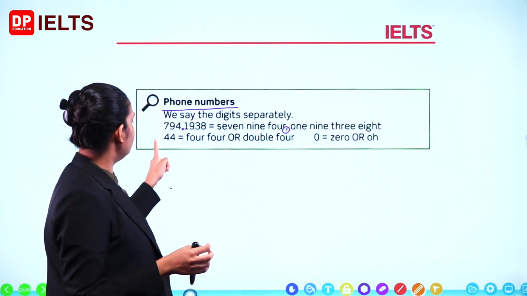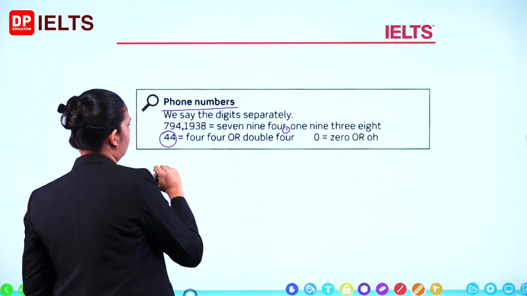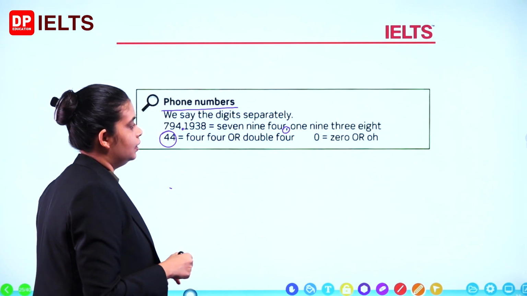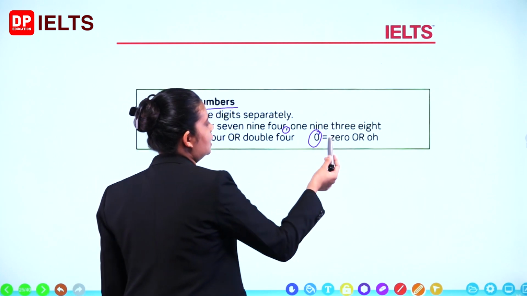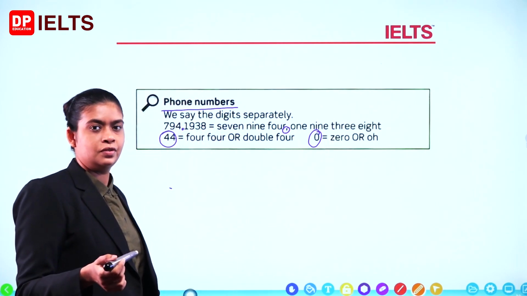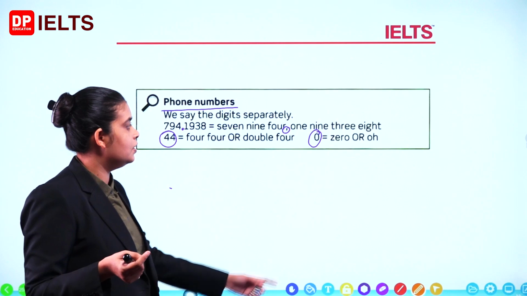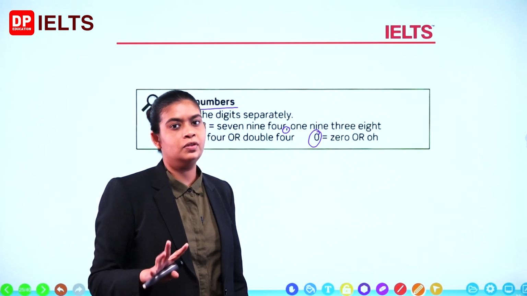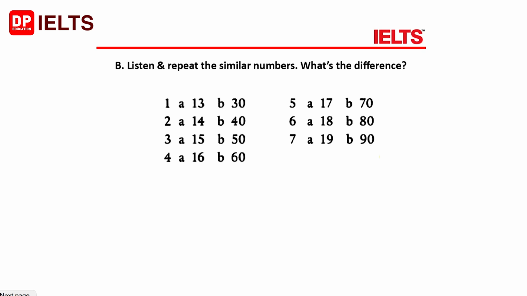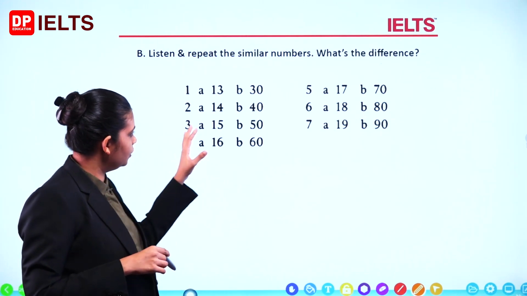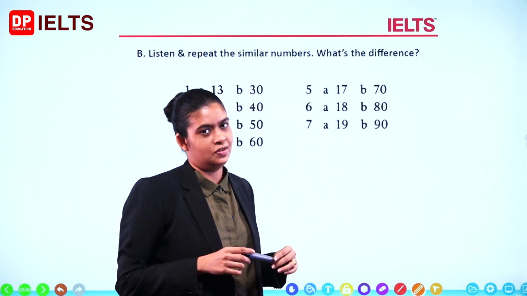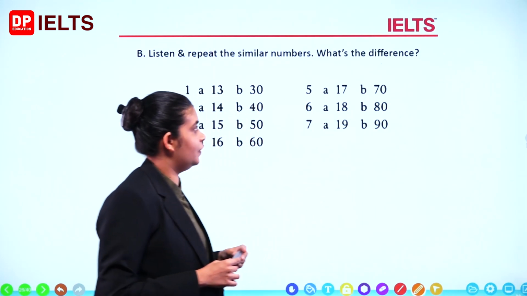1938. For this number, you could say double 4 or you could say 4, 4. For this number, bindua in Sinhalese, you can say zero or O. You say, oh dear me, O. So 0 or O, they're both the same. Right, so we're going to listen and repeat the similar numbers. What's the difference? Let's listen carefully to these numbers and see what the difference is.